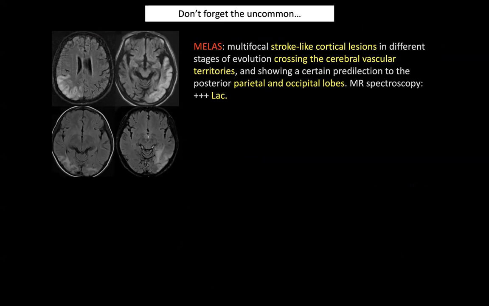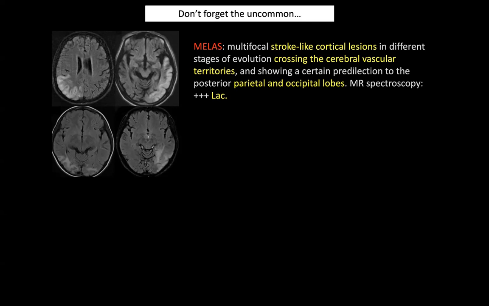Sometimes asymmetric involvement, stroke-like involvement of the cortex, jumping around in an erratic way around the vascular territories of the brain with associated lactate is really suggestive of MELAS, which is a mitochondrial disorder characterized by stroke-like episodes.